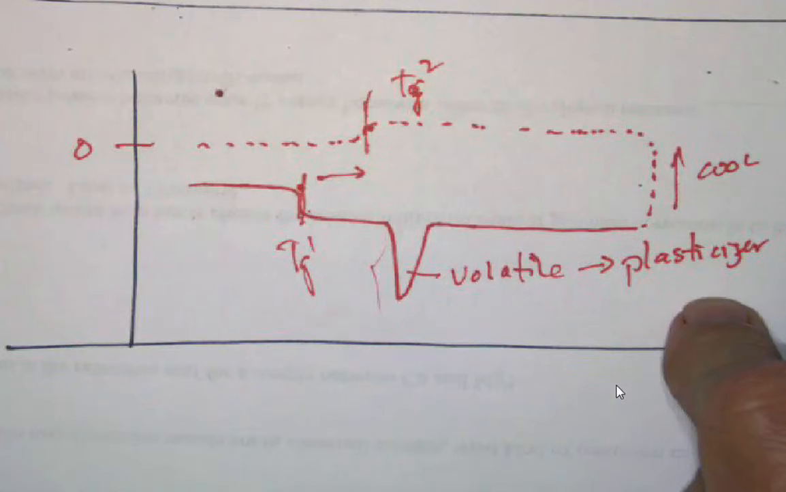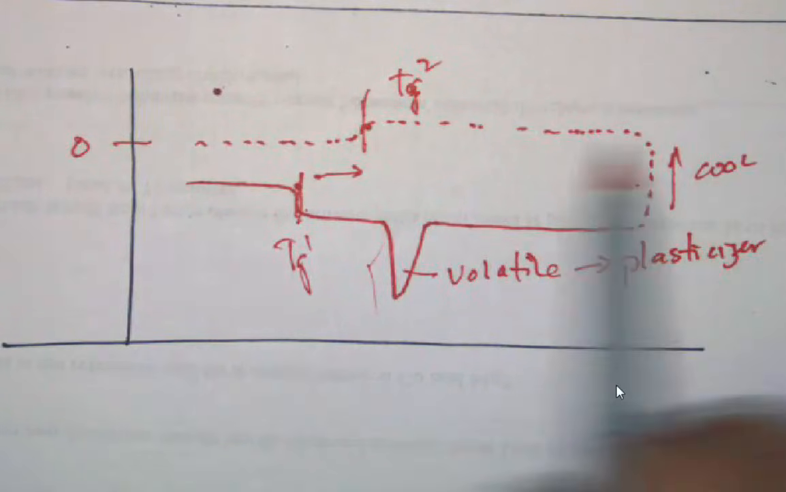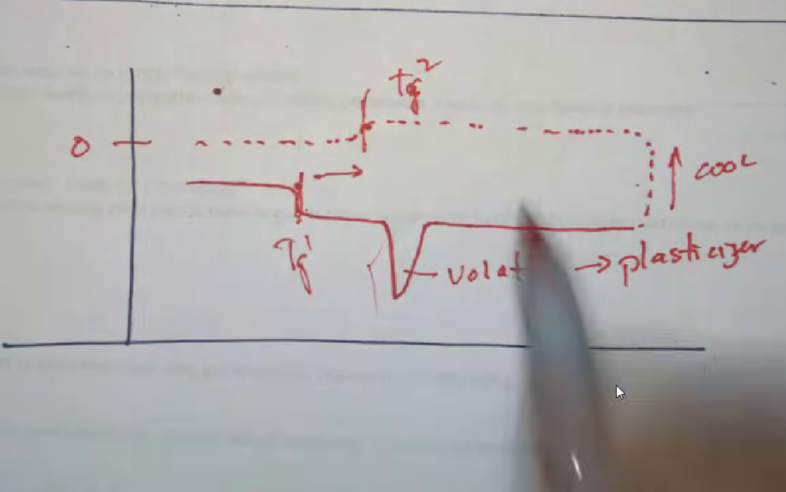Now this plasticizer might be intentional. It may be an additive in there on purpose, but it could be water, it could be alcohol, something that was absorbed from the environment that will act as a plasticizer, and that'll show up. You'll pick up that Tg shift in the DSC when that happens.